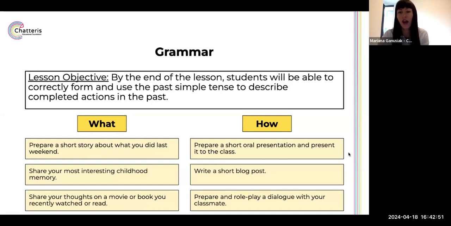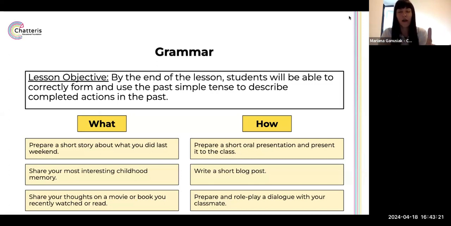So imagine that the main objective of the lesson is for students to be able to correctly form and use the past simple tense to describe completed actions in the past. So it really doesn't matter what they talk about in the lesson, or how they achieve that goal. What matters is that by the end of the lesson, your students can use the past tense correctly.